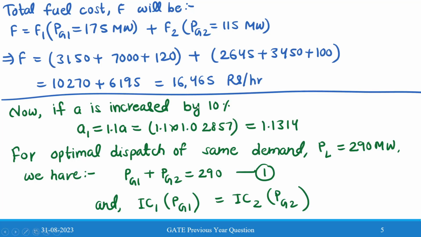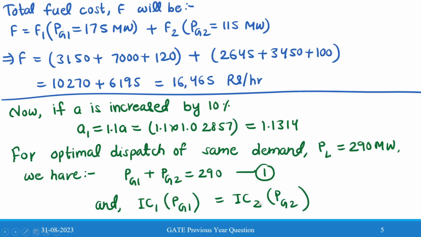Now the question asks us to compare the generating power of the first generator and the total fuel cost after increasing the value of a by 10%. So a1 will be 1.1 a, and this comes out as 1.1314. For optimal dispatch of the same demand, PL equal to 290 megawatt, we have Pg1 plus Pg2 equal to 290 megawatt and IC1 equal to IC2.